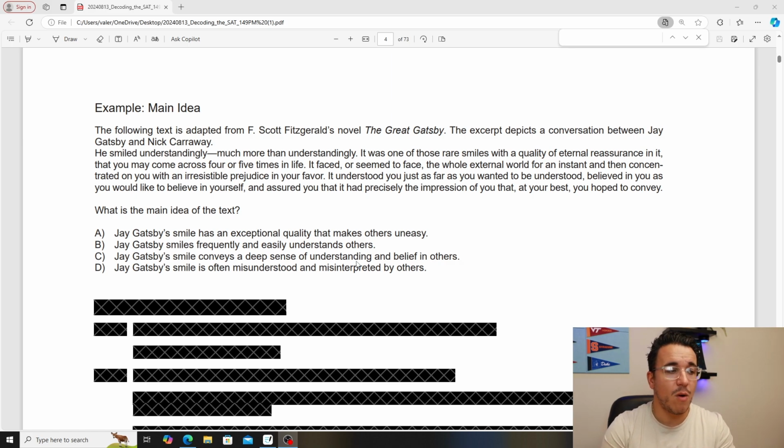Once again, we're going to go back to B and say that one is too narrow. He smiles frequently and easily understands others. That also takes the wrong direction. It was that other people felt very good about his smile and that it made them feel confident, right? So we're going to go with choice C, correct answer. So hopefully you guys are able to see how this strategy works. I encourage you to go do more practice problems to try to implement this strategy.